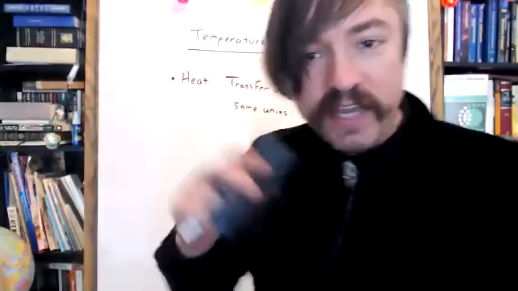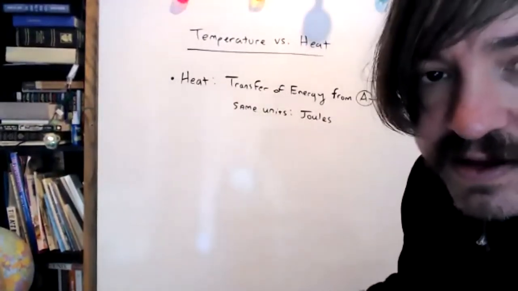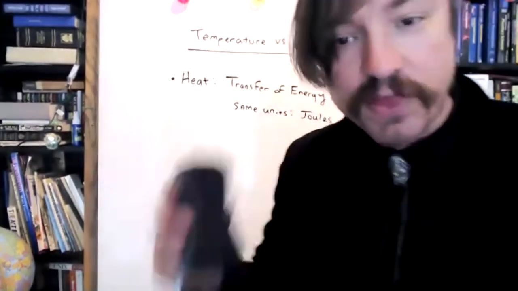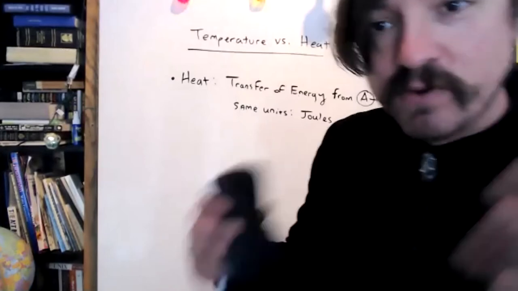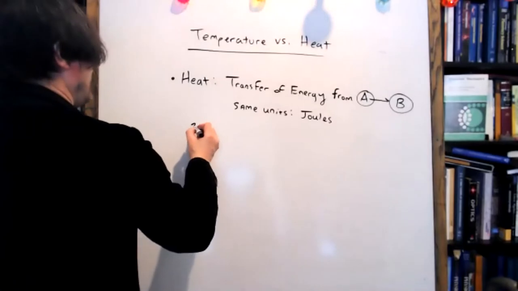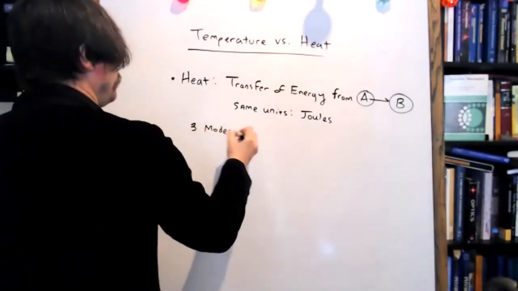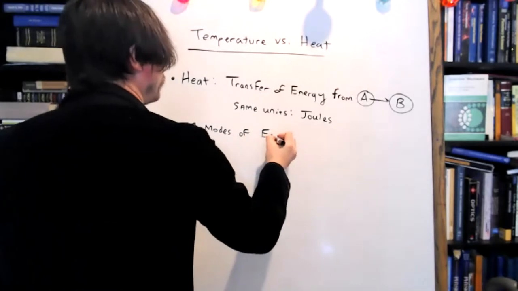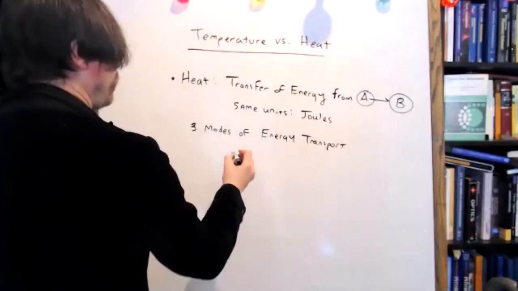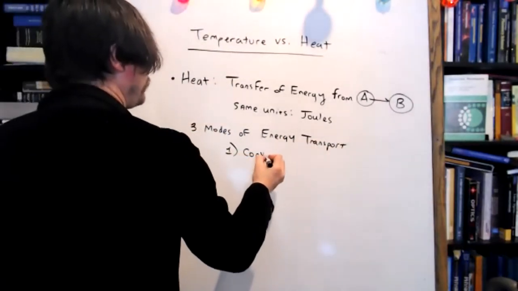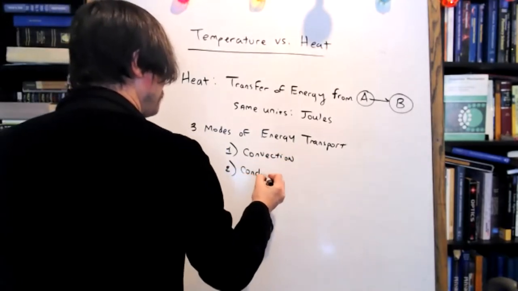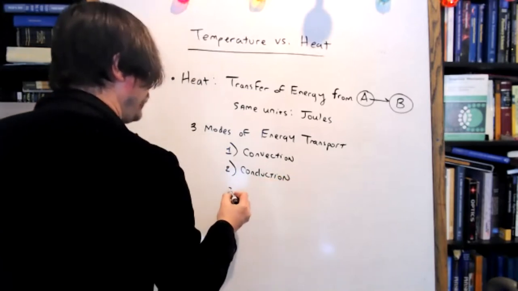Now, despite the almost infinite number of ways that you can store energy, there's actually only three ways to transfer energy. And these are known as the three modes of heat transport. Since I want us to think of heat and energy as the same thing, I'm going to call them the three modes or the three forms of energy transport. They are convection, conduction, and radiation.